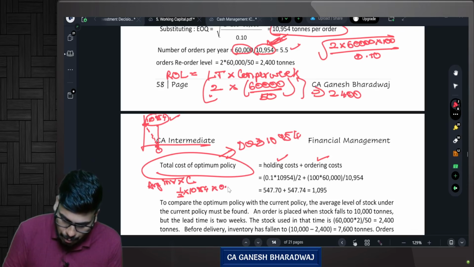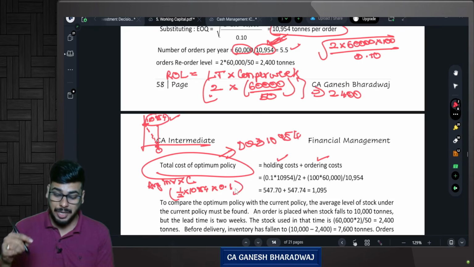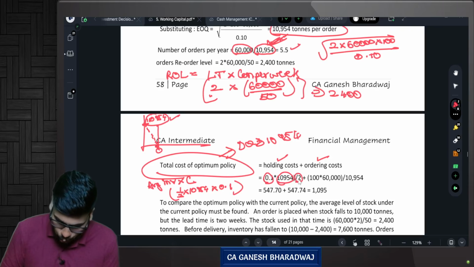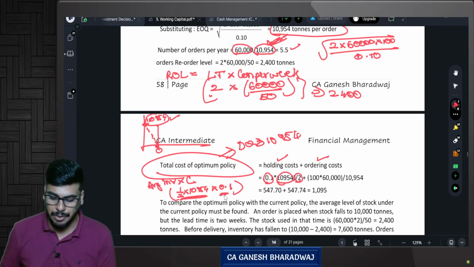It is going to be how much? Into 0.1. Are you clear with this? So this is going to be your overall holding cost or carrying cost. So 0.1 into 10,954 divided by 2. Why this divided by 2? This is nothing but average inventory into carrying cost per unit per annum.